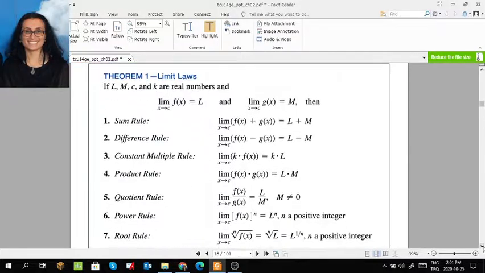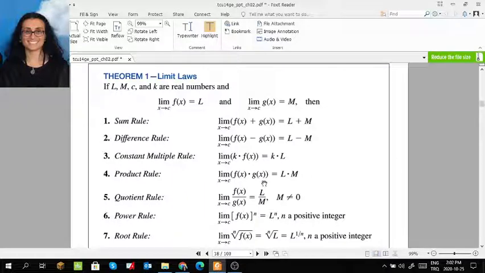Now let's get the limit laws. The limit laws are, we have a sum rule. If you have two functions with finite limits, L and M, then the limit of the sum of two functions is going to be the sum of the limits. And the limit of the difference of two functions is the difference of the limits. And constant multiple rule. If you multiply a function with a constant k, the limit as x approaches c is k times the limit of the function f, which is L.